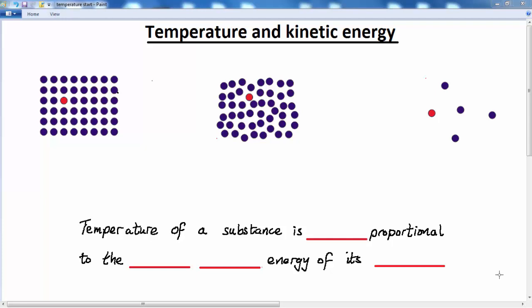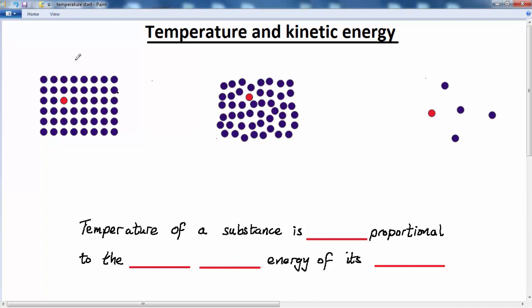In this lesson we're going to look at the particle model for temperature, and we're going to see how the temperature of a substance is related to the kinetic energy of the particles that constitute that substance. Before we do that, let's just remind ourselves of how the particles in the solid, liquid and gas behave. In this particular case we're really interested in how they move.